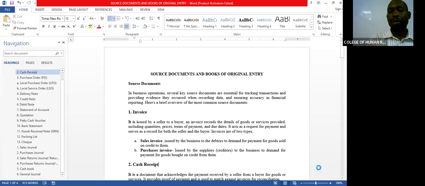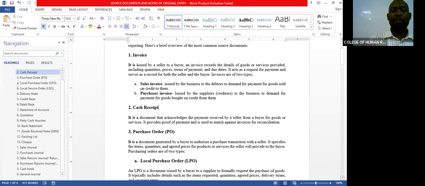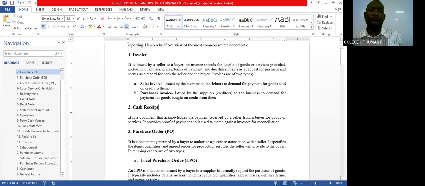Number two is what we call a cash receipt or sale receipt. This now occurs when cash has already been paid, in terms of checks or the cash itself. Once a payment is made, a cash receipt is normally issued. Or in this case, if we sell by cash, the customer will pay us and then we issue a receipt.